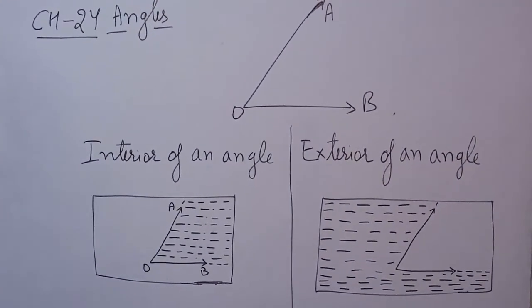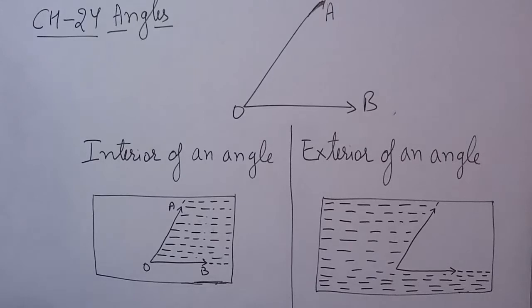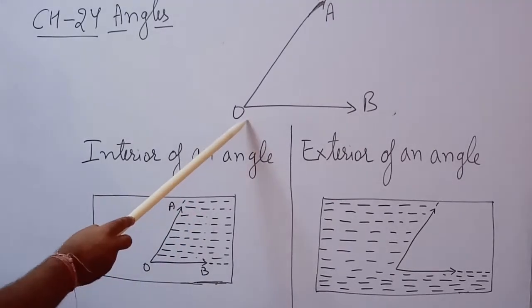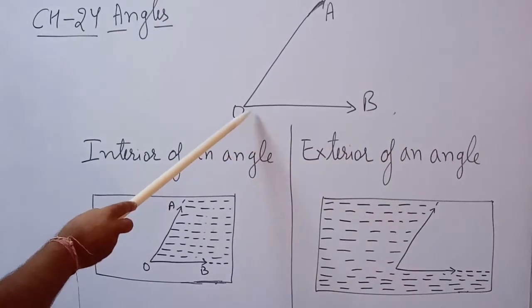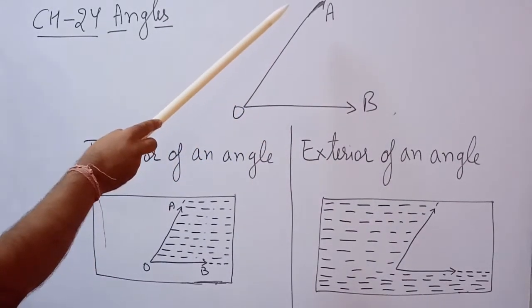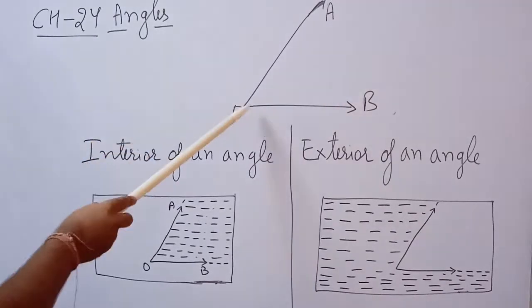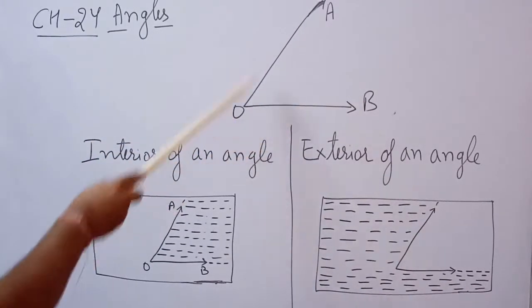Children, today we will study chapter 24, Angles. Concept of an angle. So, what is an angle? Two different rays starting from the same fixed point form an angle. Here is the fixed point O, and the rays OA and OB starting from the same fixed point O make an angle. Angle AOB, or we can say angle BOA.